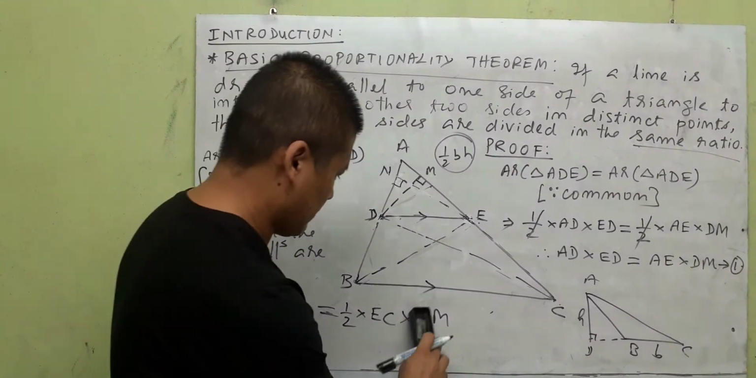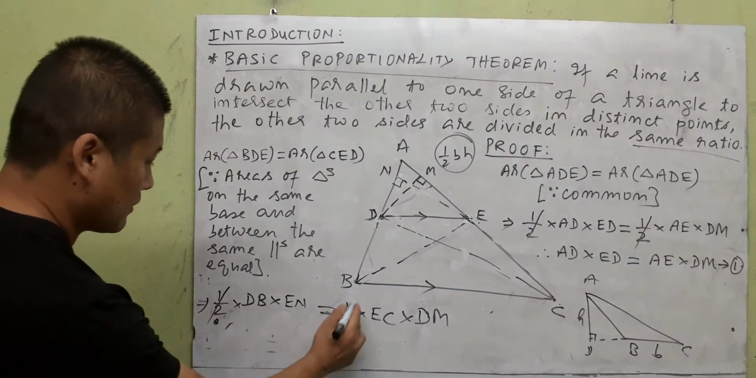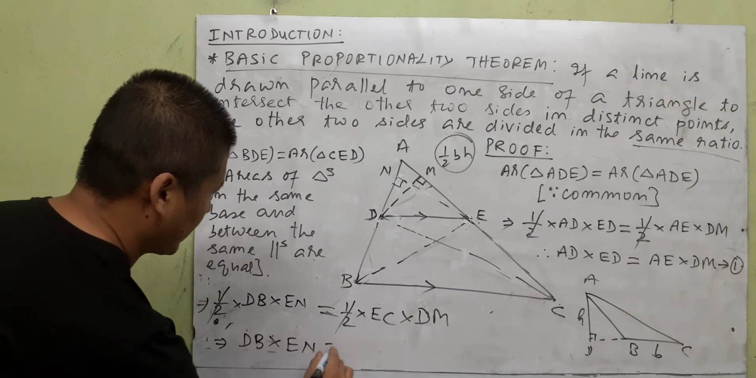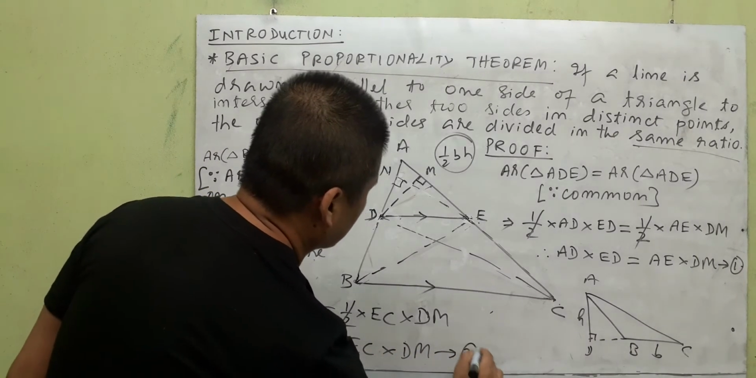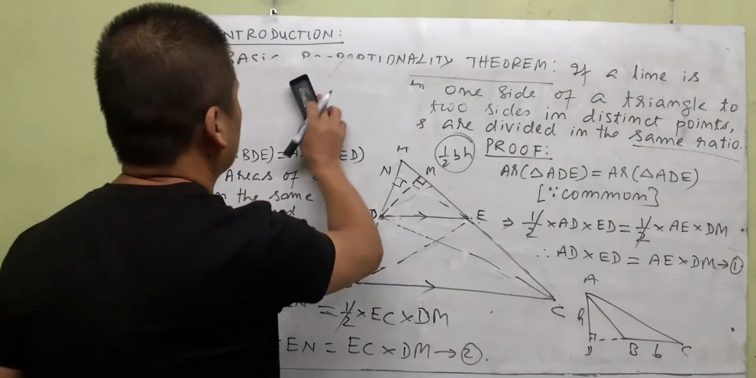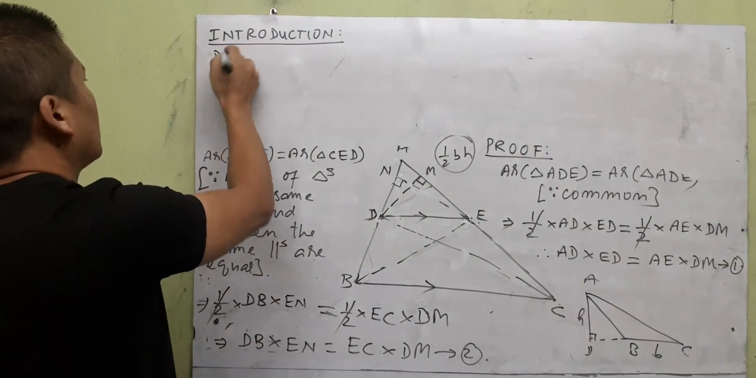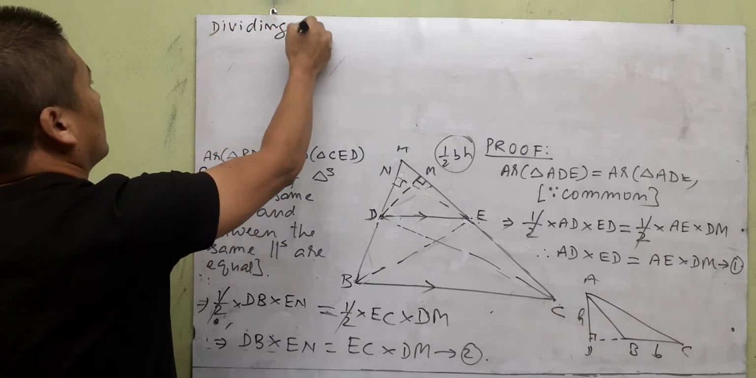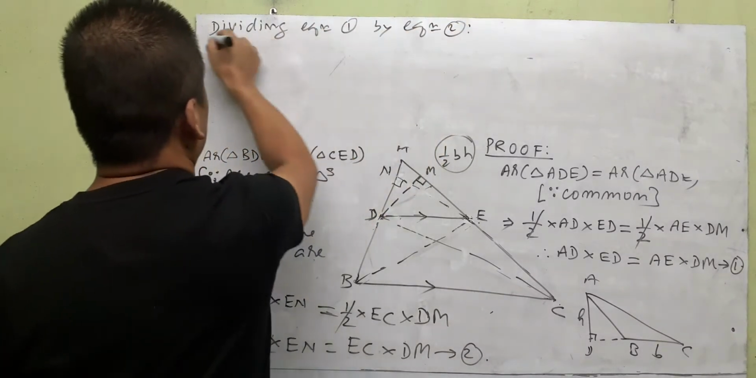So having done that, let us do here, half cancelled. So we're getting here DB into EN is equal to EC into DM. Let's put this one as equation number 2. Okay, having done that, finally we can write here, dividing equation number 1 by equation number 2. What will we get? Let us see.